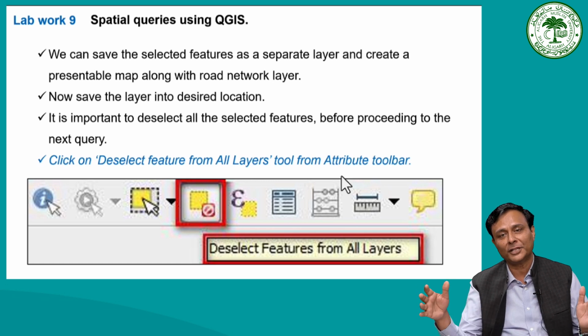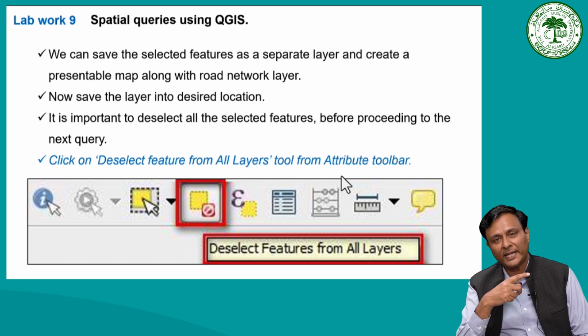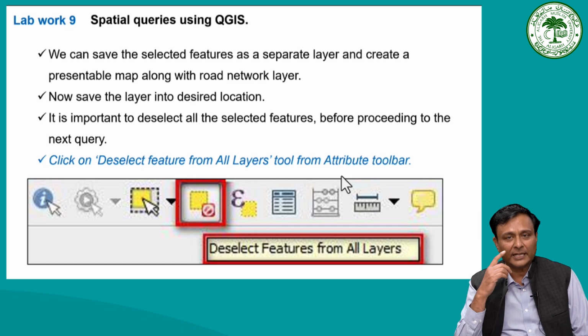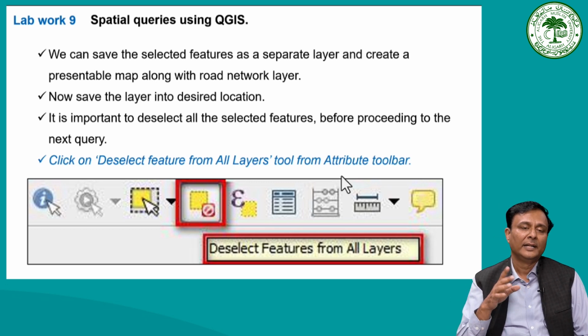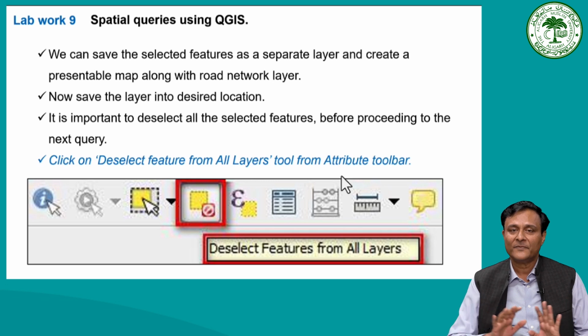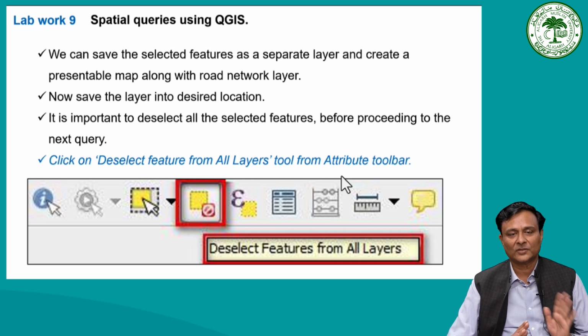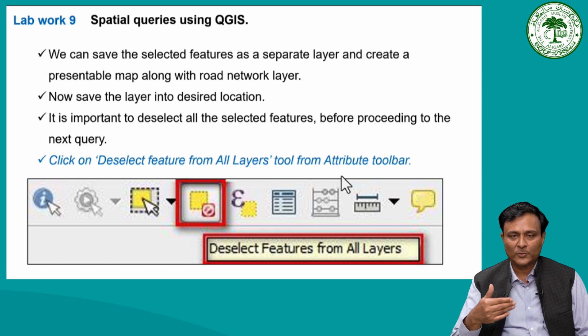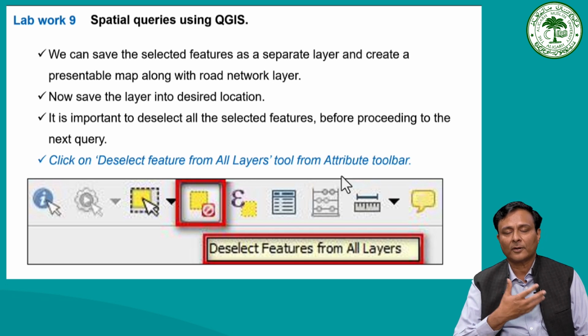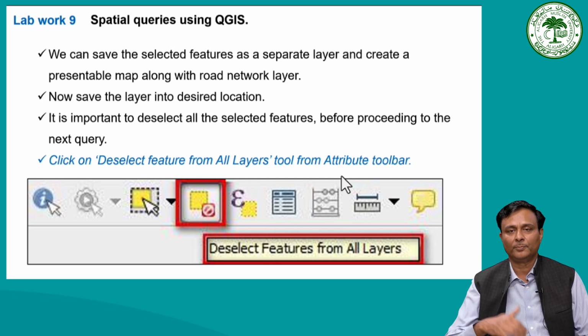Otherwise, the volume of data would continue to increase, and moreover, if we make any change or modification in our original data, then it will have its bearing and implication on this information also. So it is better to disconnect them. That is why it is very important to deselect the features from all layers, so that whatever new spatial information has come up with our spatial query on the original map or original data, we should be disconnecting it and producing newer spatial information out of it.